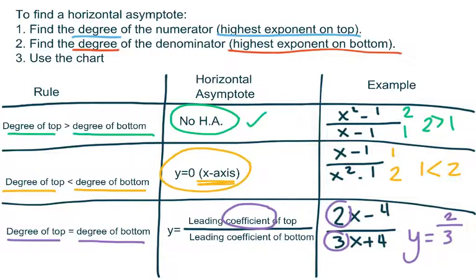So either you're going to have no horizontal asymptote, you're going to have a horizontal asymptote at y equals 0, or you're going to have a horizontal asymptote at y equals a number divided by a number.